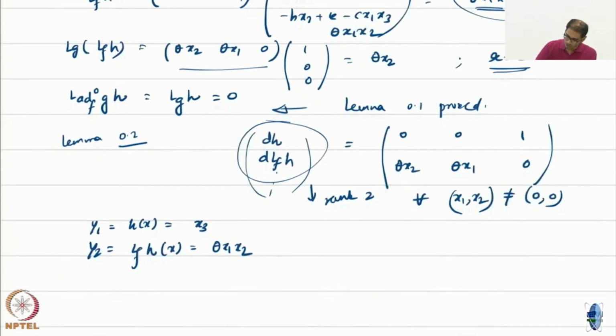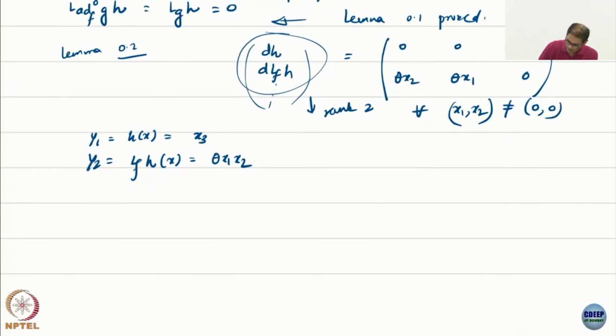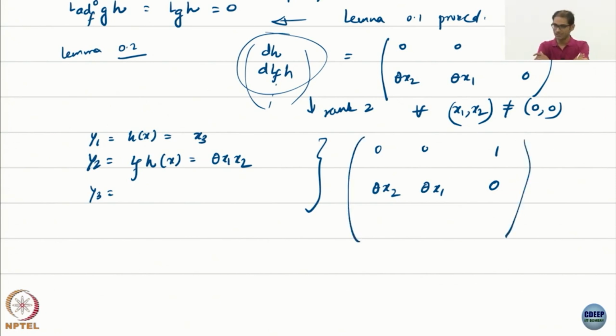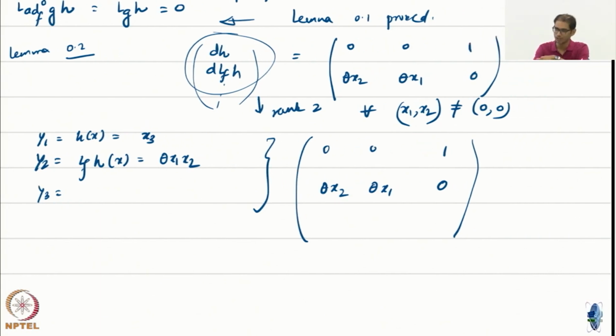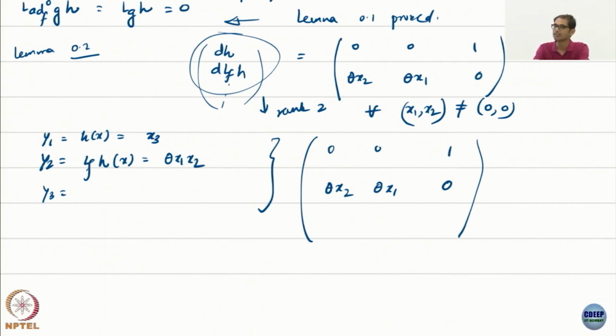Now what is the third coordinate? I don't know what I can choose. I just want to make the whole thing a diffeomorphism. As of now, what did I get as the Jacobian? I got 0, 0, 1, theta x2, theta x1, 0. Now what should I choose as my third coordinate? Any guesses? Basically I need it to be linearly independent from y1 and y2. That is, in the Jacobian it should contribute a third dimension. What do you think?